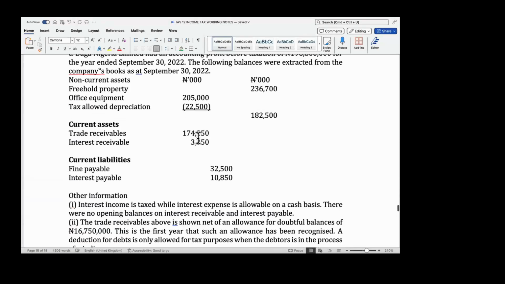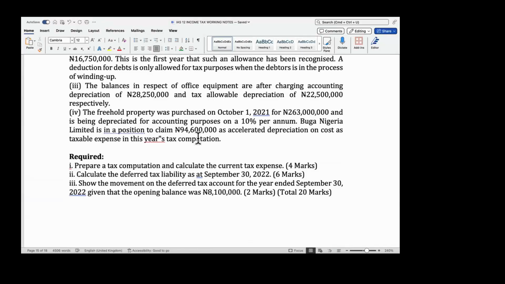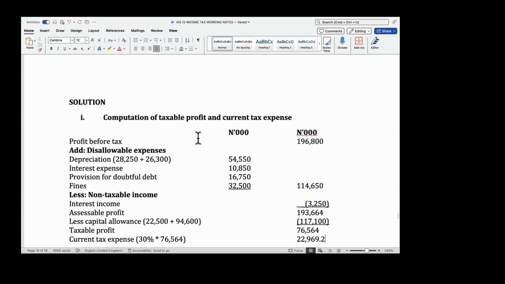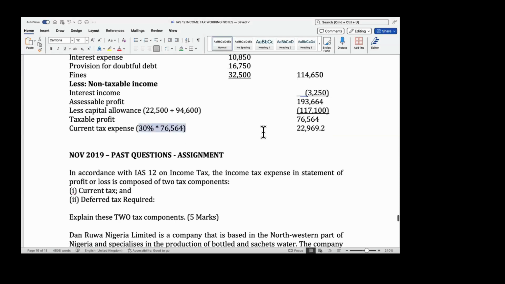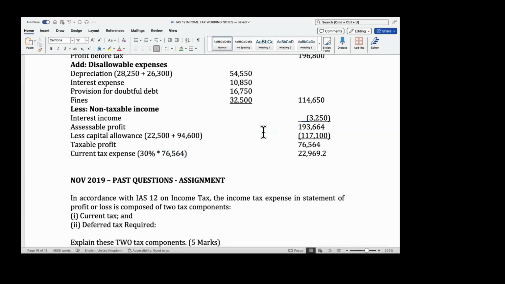Yeah, it wasn't given, so that's their bad. But the tax rate in Nigeria for large companies is 30%, so we use 30%. Can you give me the correct figures? I'll leave it to you to go and correct.